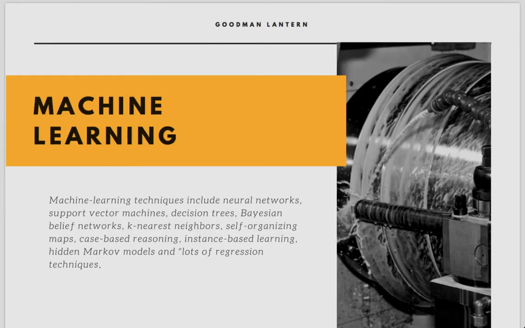So, machine learning techniques include various elements. I'm going to talk a little bit about them, but it's more important to understand what the practical applications really are. Just to go over them, machine learning techniques include neural networks, support vector machines, decision trees, Bayesian belief networks, k-nearest neighbors, self-organizing maps, case-based reasoning, instance-based learning, hidden Markov models, and lots of regression techniques.